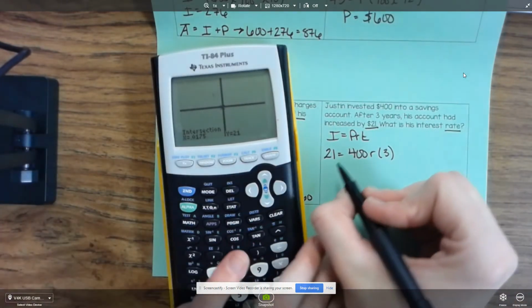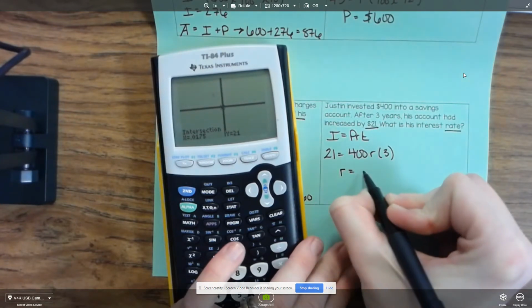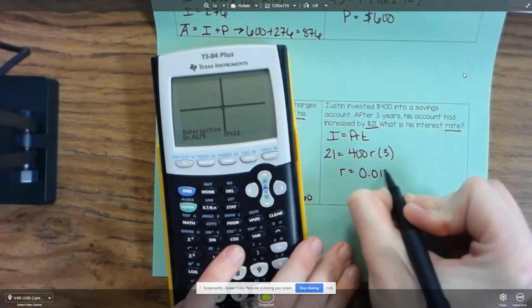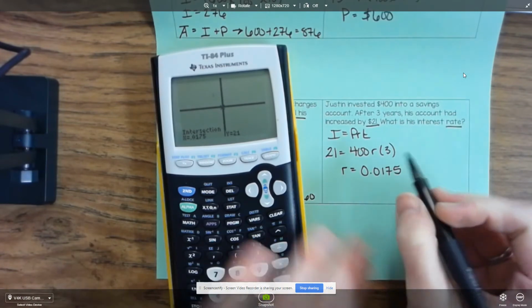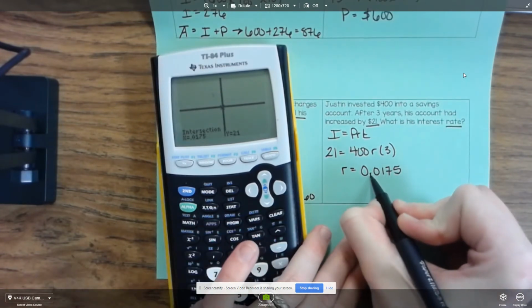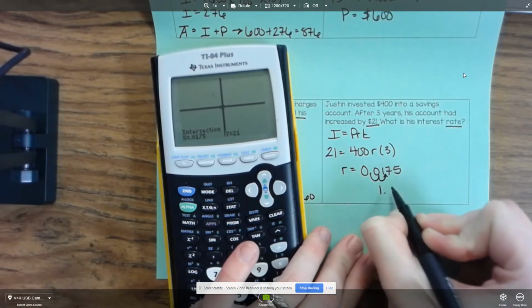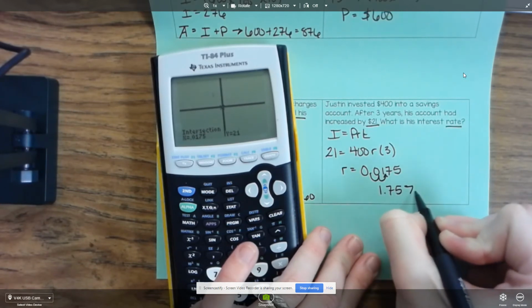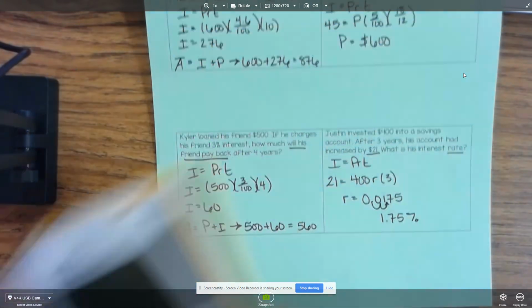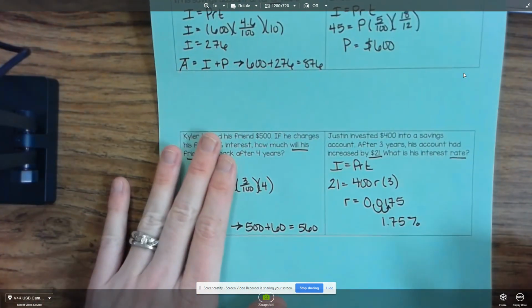And I get a decimal. And so to turn a decimal into percent, remember you move it 2 times. So my rate would be 1.75%. So that's it for this video.